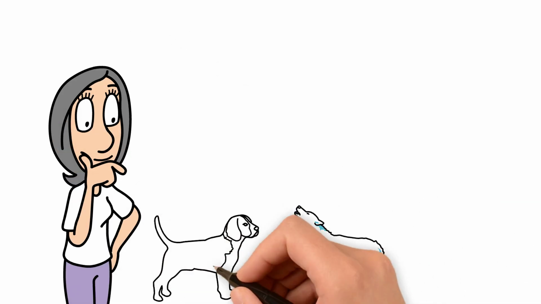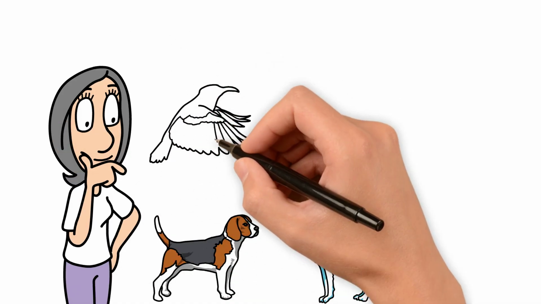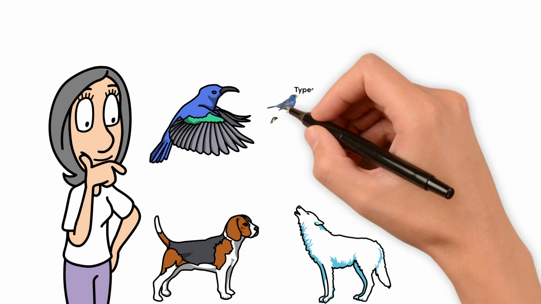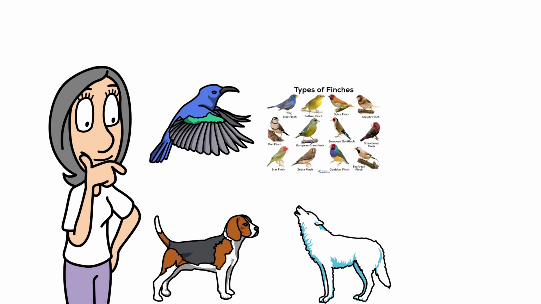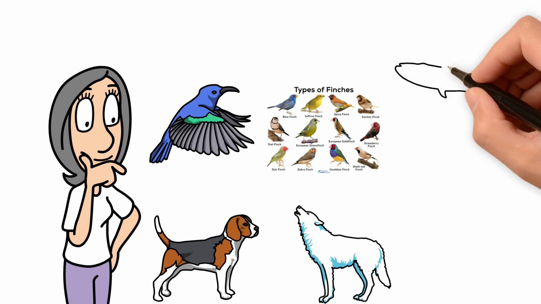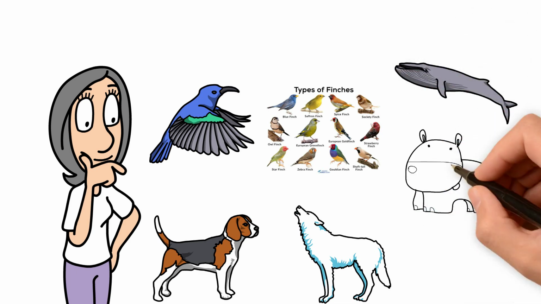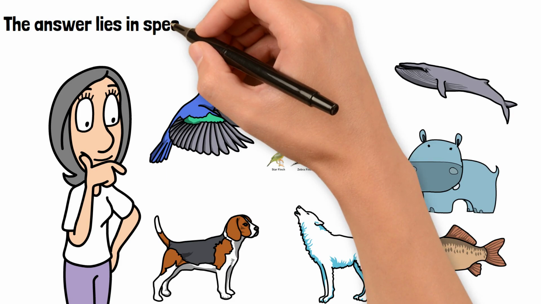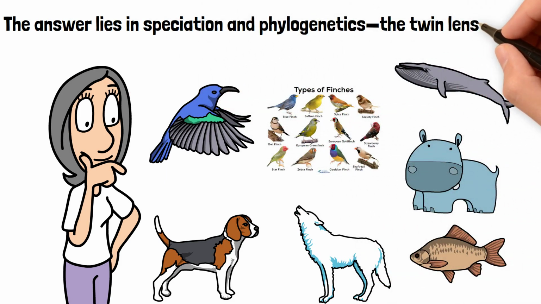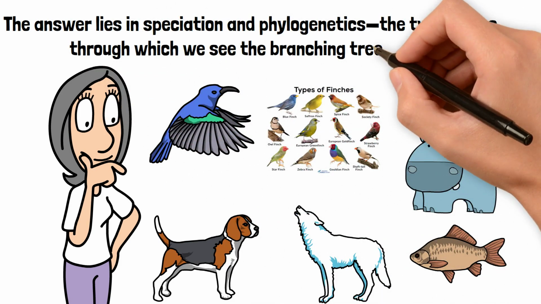Here's a question to spark your curiosity. How did wolves become dogs? How did a single ancestral bird in the Galapagos Islands give rise to dozens of finch species? And how do we know that whales are more closely related to hippos than to fish? The answer lies in speciation and phylogenetics, the twin lenses through which we see the branching tree of life.